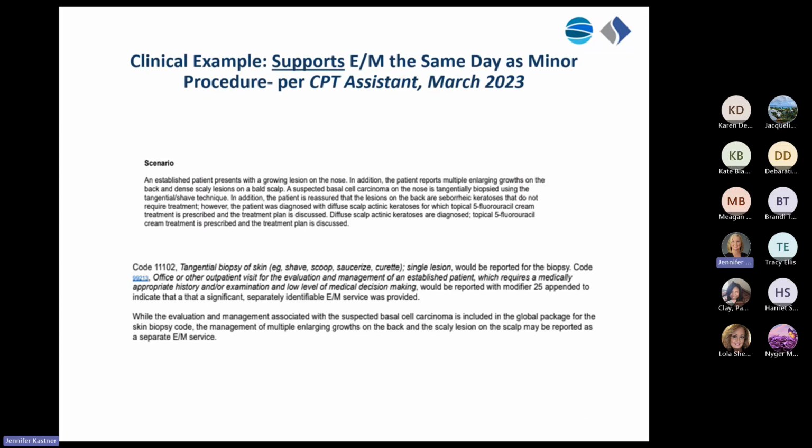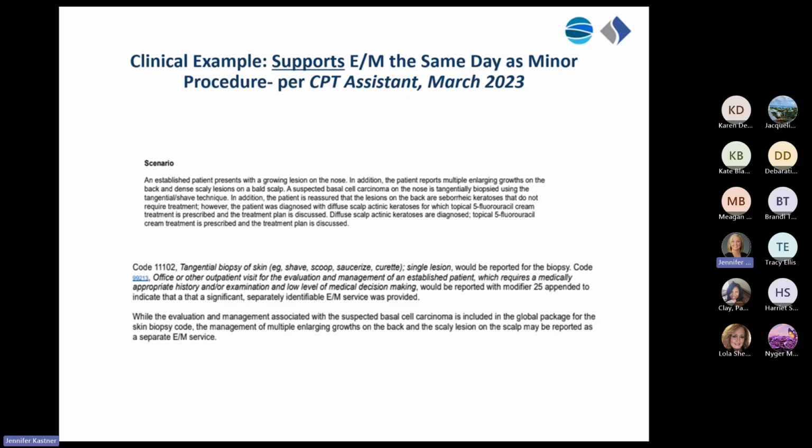On this slide, you'll see a clinical example provided by that CPT Assistant article that I referenced previously, which was released May of 2023. In this particular case, the scenario does support billing an E&M in addition to a minor procedure. I do realize that this is not an ENT or an allergy example, but it's an actual example from CPT Assistant. I like the scenario they provided and their rationale for why it's supported, so I felt it was a really good one to include.